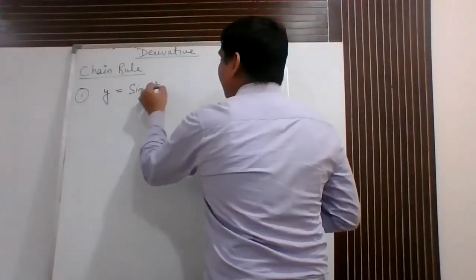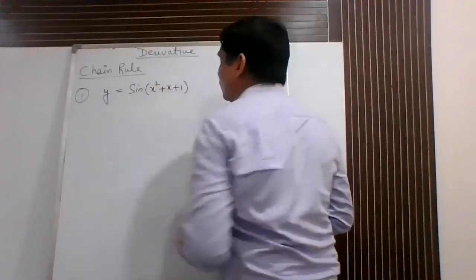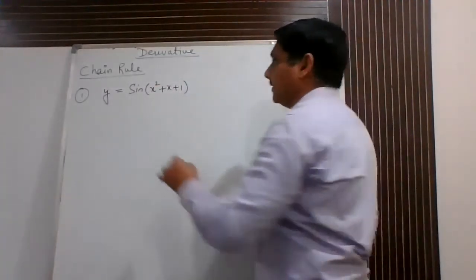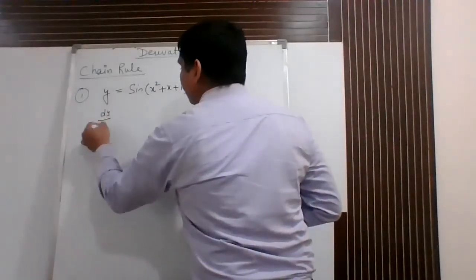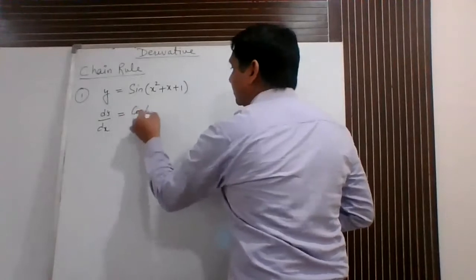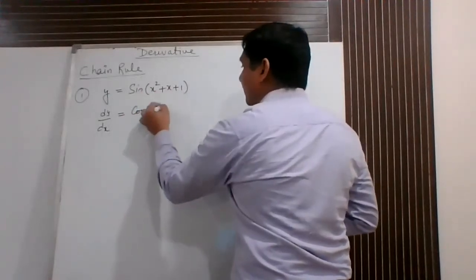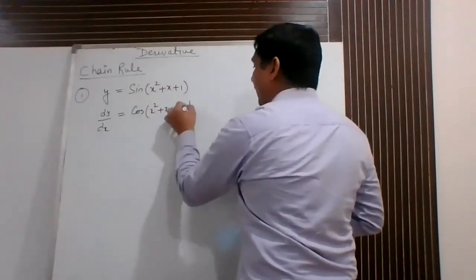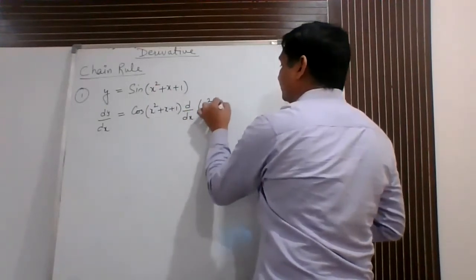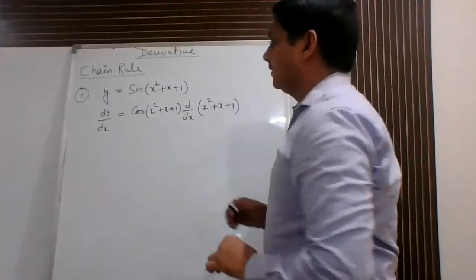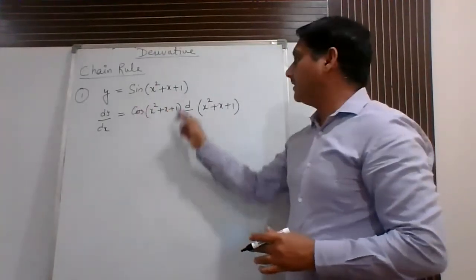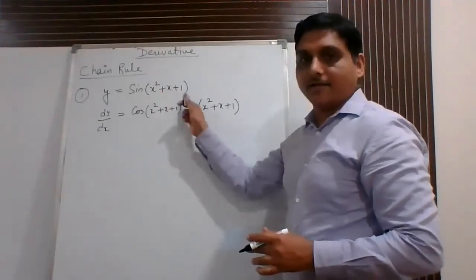Suppose you want to find the derivative of y is equal to sin(x square plus x plus 1). Here, the first step is you will take the derivative of sine. The derivative of sine is cos, keeping the angle as it is, x square plus x plus 1. After that, you need to take the derivative of this angle. So first of all, we are taking the derivative of the function. After that, we are taking the derivative of its angle.